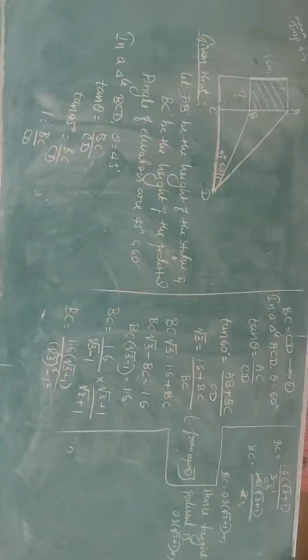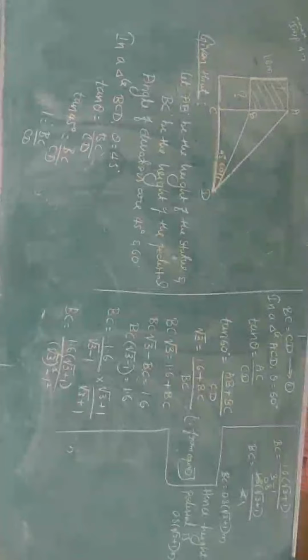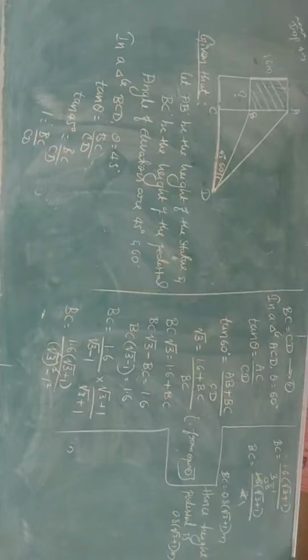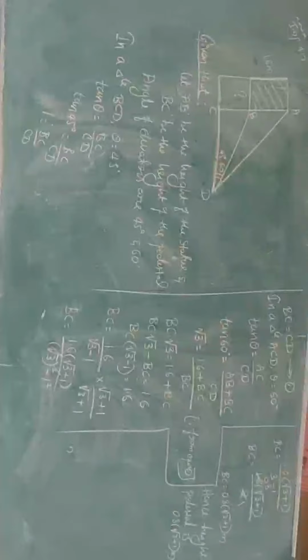Still, many of the students don't know what is sin theta, what is cos theta, and how many functions are in trigonometry. What's your name? Sandhya. What is tan 60 degree? Tan 45. Cot 45. Cot 60 degree. Trigonometric identity, you know? What is 1 plus tan square theta? What is 1 plus cot square theta?